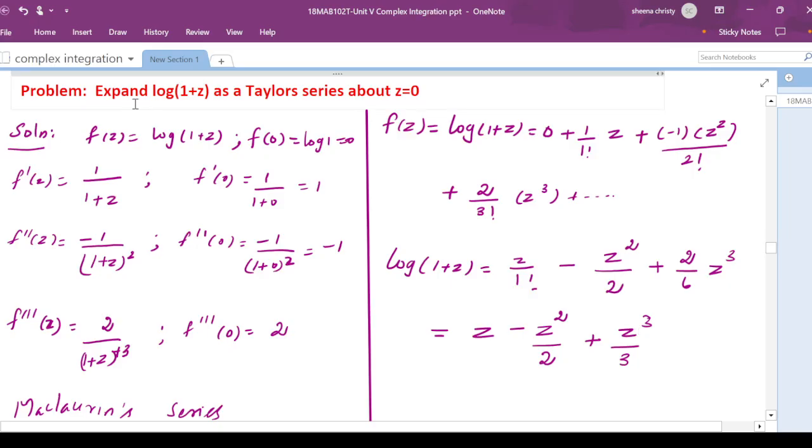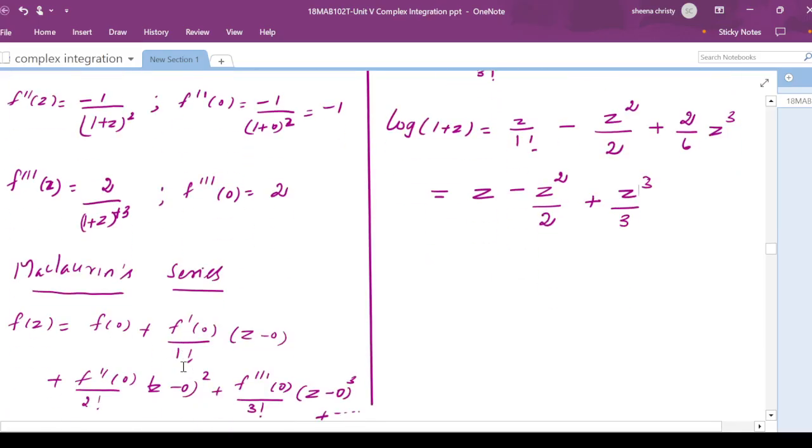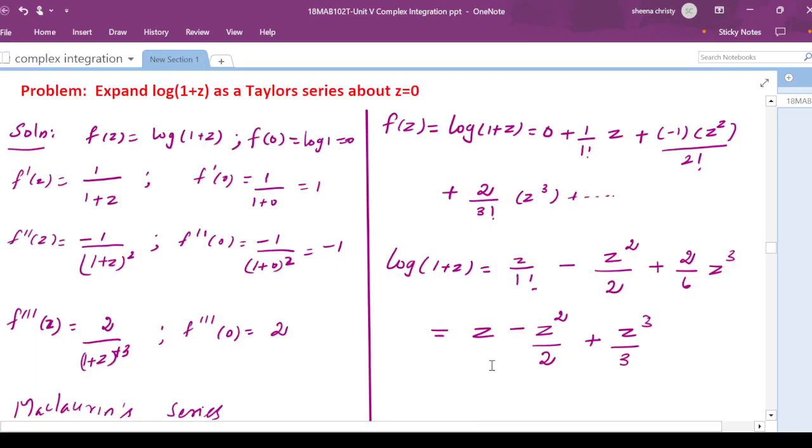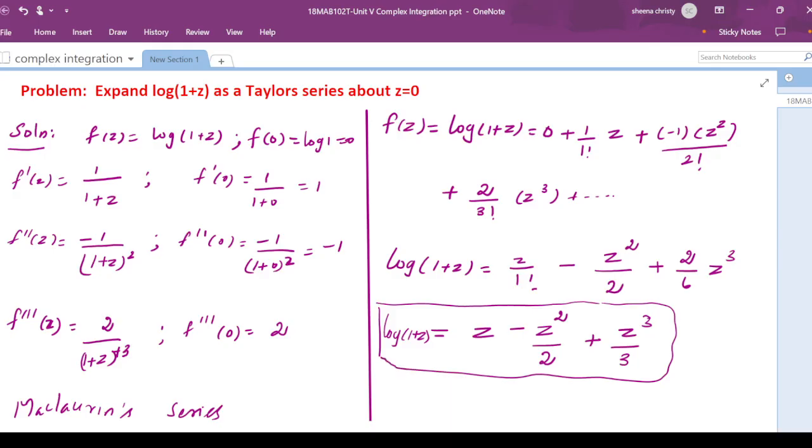To get the solution of log of 1 plus z as a Taylor series about the point z equal to 0, first find out the derivatives, and at the point z equal to 0 you have to find out the derivative values. About the point z equal to 0, refer to the Maclaurin series and substitute the values in the formula. You will get the Maclaurin series, that is, the Taylor series about the point z equal to 0.